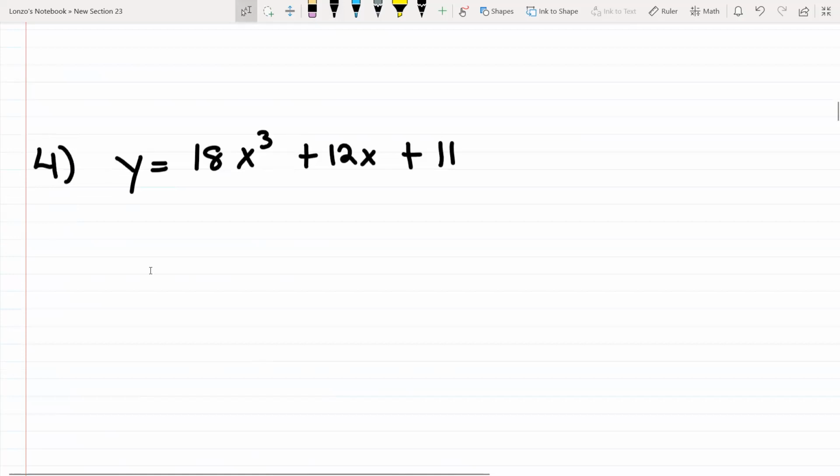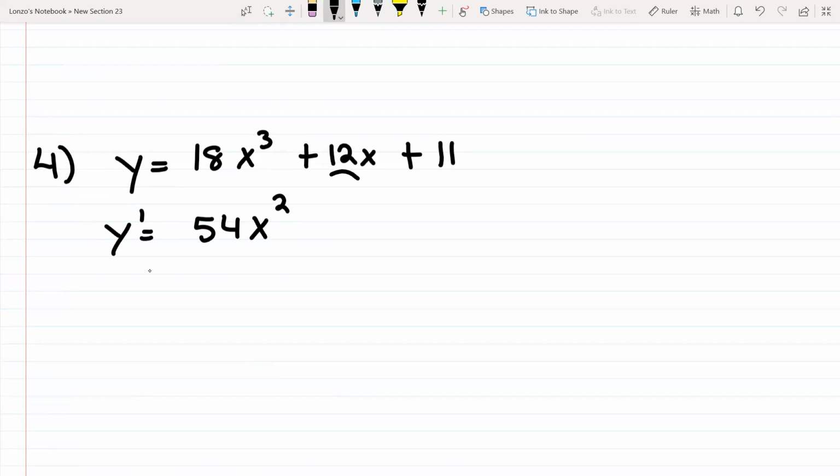Let's move on to 4. We have y equals 18x cubed plus 12x plus 11. So y prime is going to be the derivative. I think we're just going to use power rule, right? The derivative of 18x cubed: you multiply 18 by 3, which is 54, and the new power would be 2 because 3 minus 1 is 2. The derivative of 12x is just 12. And the derivative of 11, a constant, is 0. So, yep, this would be your final answer.